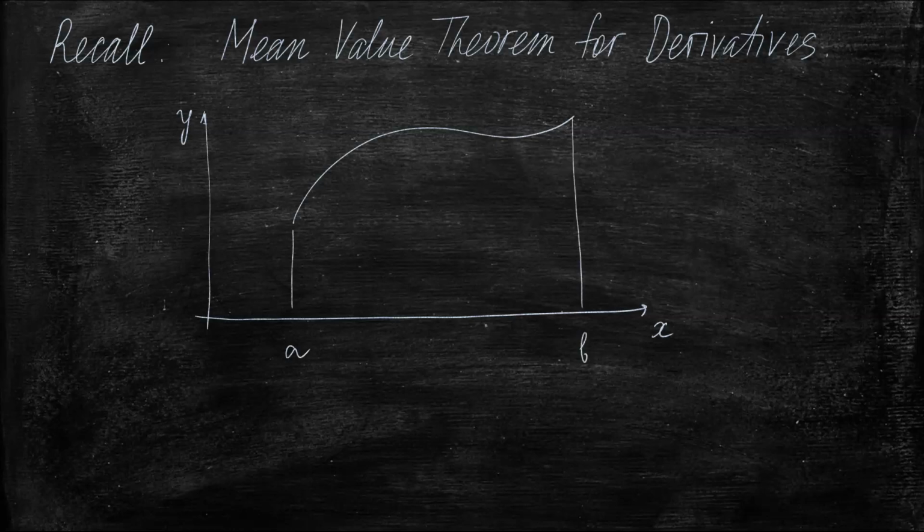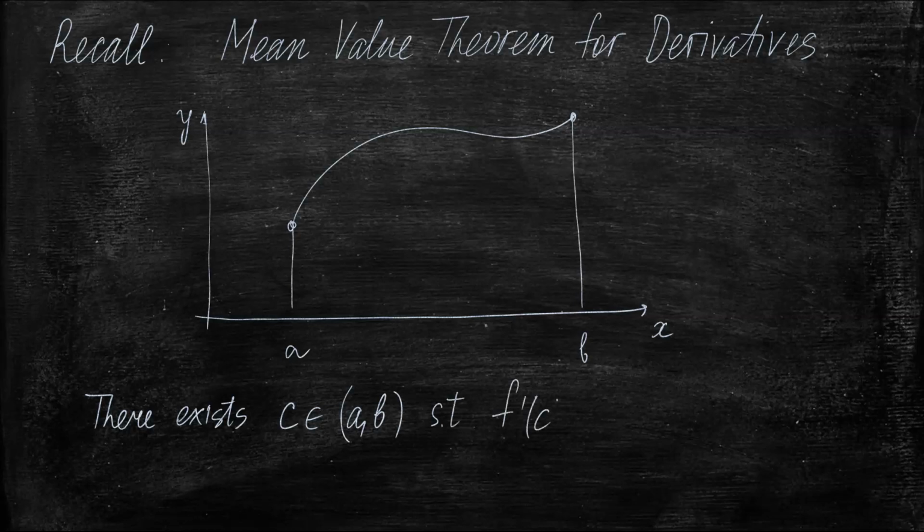What does the mean value theorem tell us? Again, another pop quiz: pause the video, try to recall what the mean value theorem says, and unpause when you're ready. So the mean value theorem says that there exists some value c on the interval from a to b, and let's make it inside of the interval, such that the derivative of the function at c is exactly the same as this.